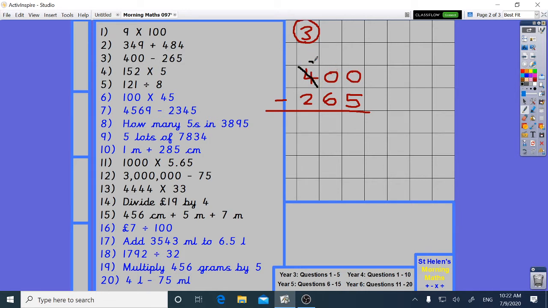The 4 goes down to a 3. The 1 comes over here, so it's 10. That goes down to a 9. And 10 goes here. 10 take away 5 is 5. 9 take away 6 is 3. 3 take away 2 is 1. So 400, when we took something away, it got smaller. It became 135. If you check with your number bonds to 100, 35 goes with 65 to make 100.